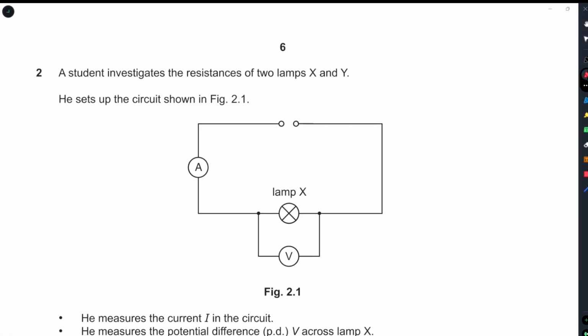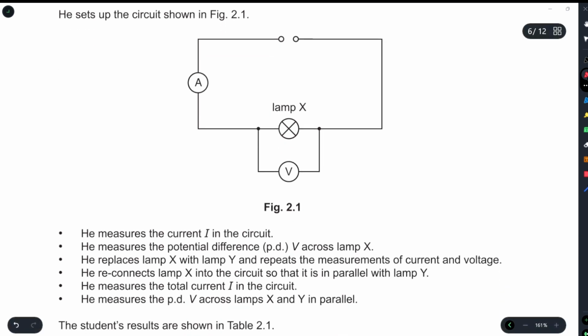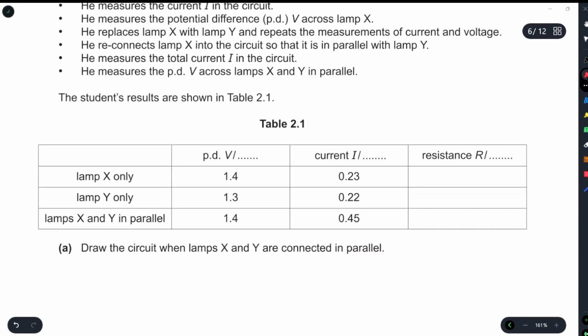Moving on to question number 2. Student investigates the resistances of two lamps X and Y. He sets up the experiment as shown in figure 2.1. All right. He measures the current I in the circuit. He measures the potential difference, and so on.